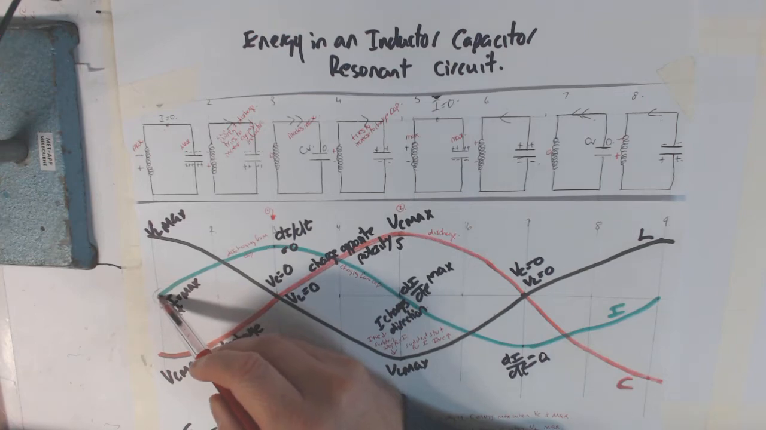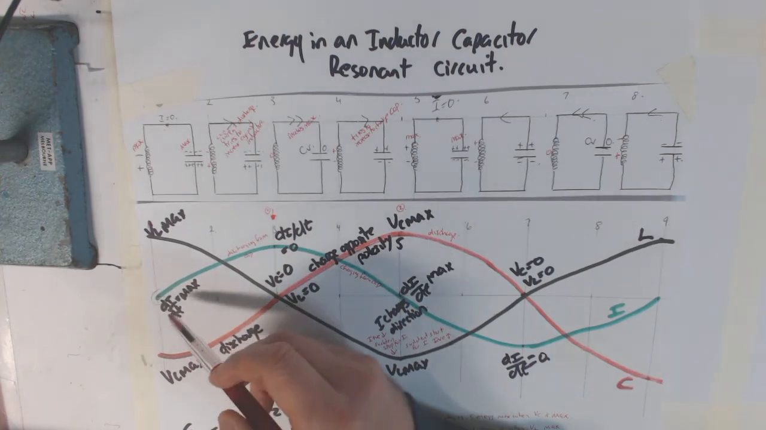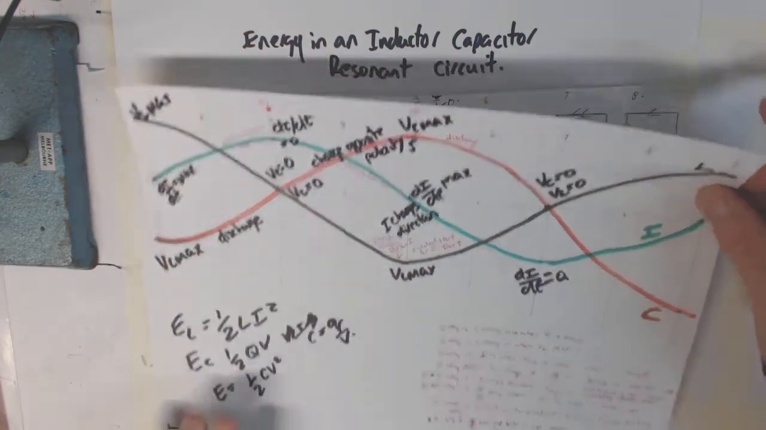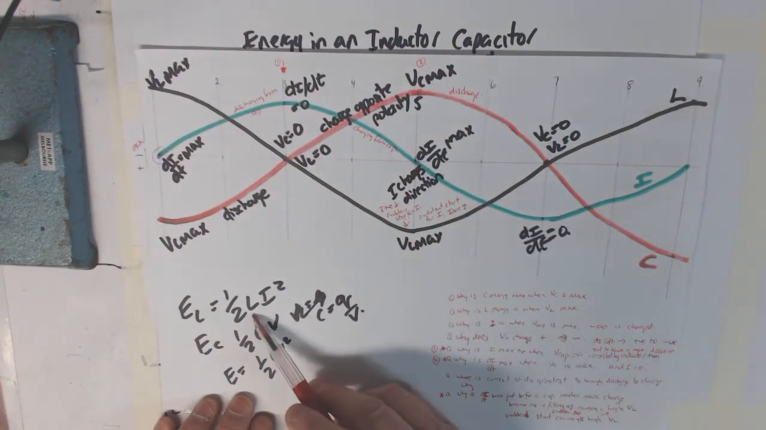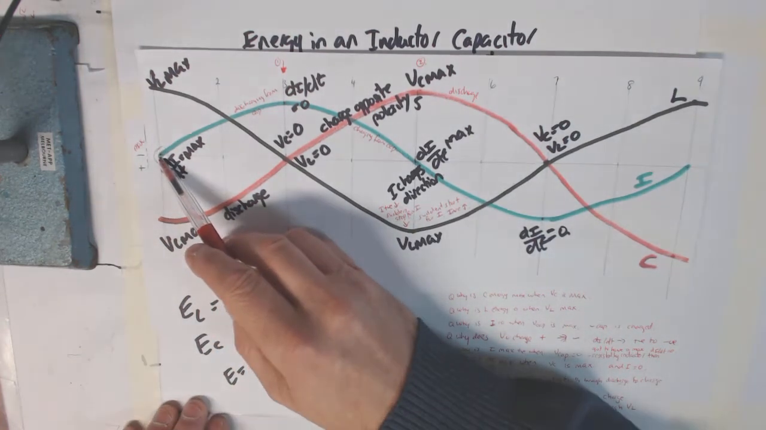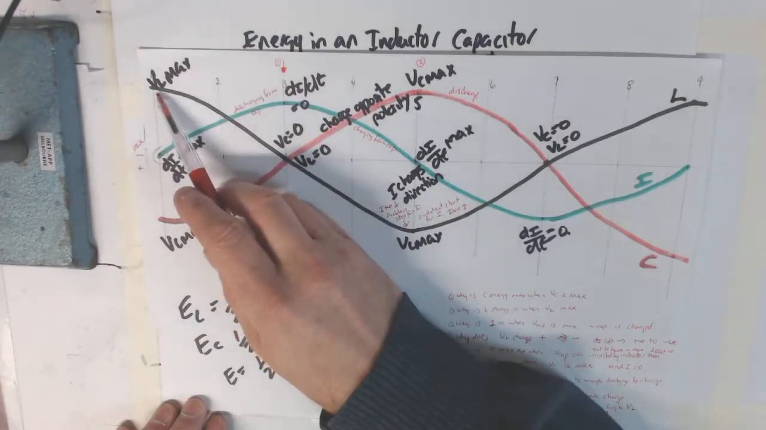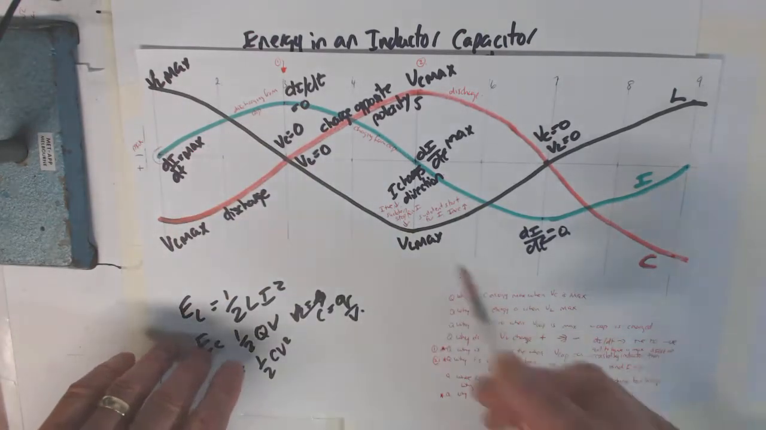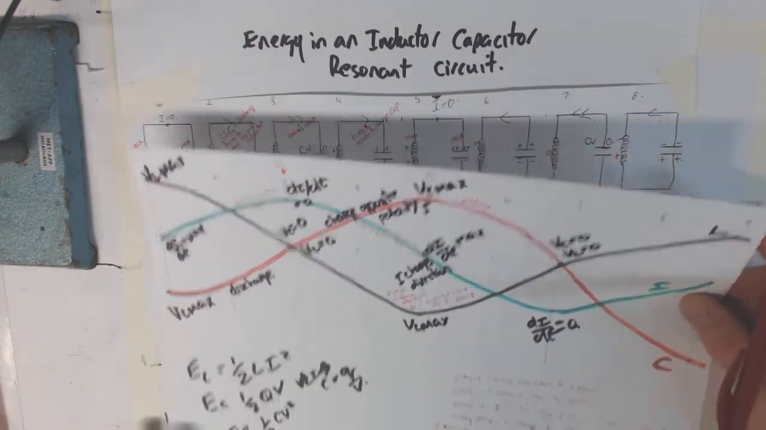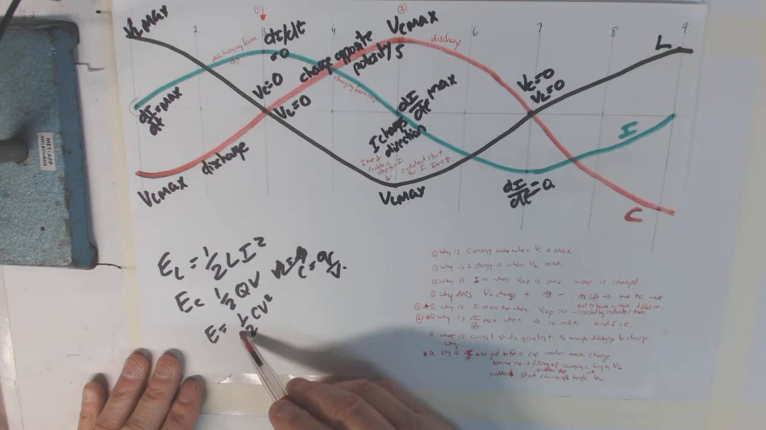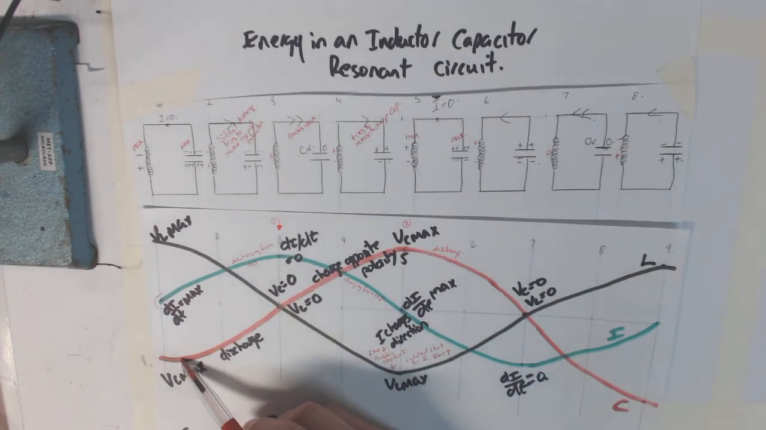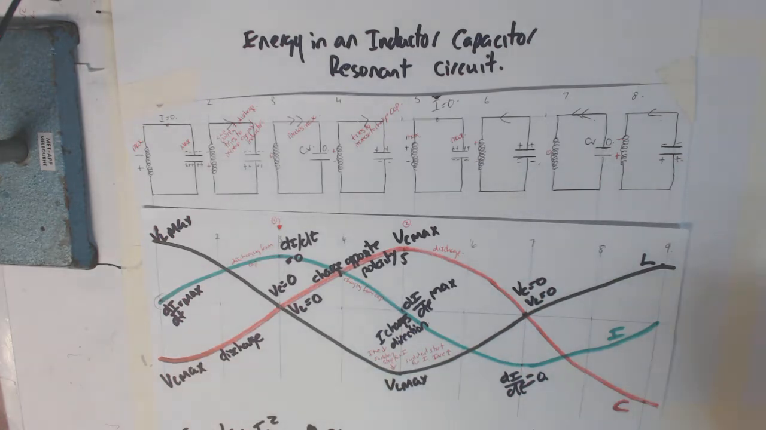Now, when the current is 0, if we go to our equation for energy in an inductor, remember that equation, half Li squared? That means that when the current is 0, the voltage on the inductor is maximum, but the energy there is 0. So the energy in the inductor is 0 at that point. But if we look at the formula for the capacitor, energy equals half CV squared, then if the capacitor voltage is maximum, then the energy in the capacitor must be maximum.